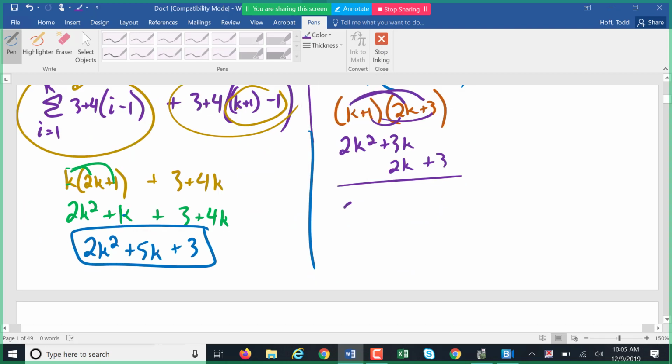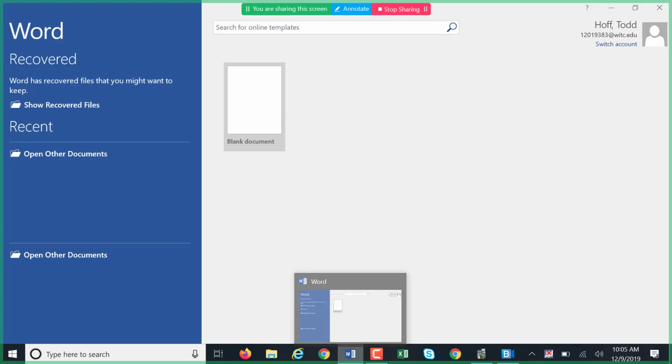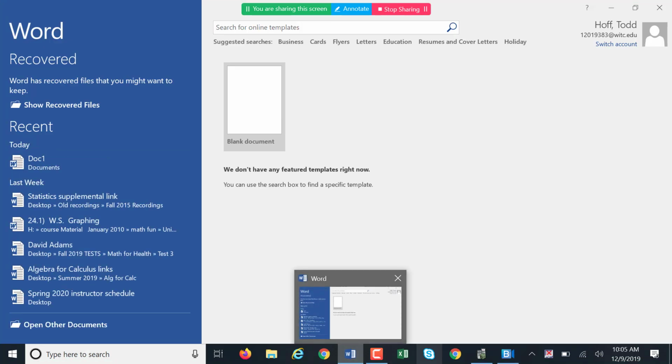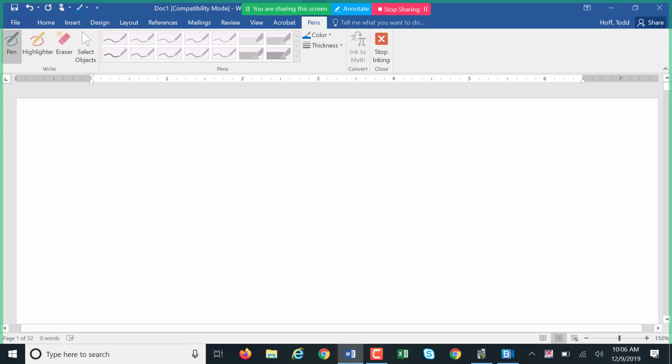So I combine those, I get 2k squared. Oops, come on now. Oops, we lost a word here. Hopefully it recovers. And it didn't. So before we had our unfortunate collapse of word, we had over here 2k squared plus, oh, what did it turn out to be? I don't remember what it was now, but I believe it was 5k plus 3, if I remember correctly.